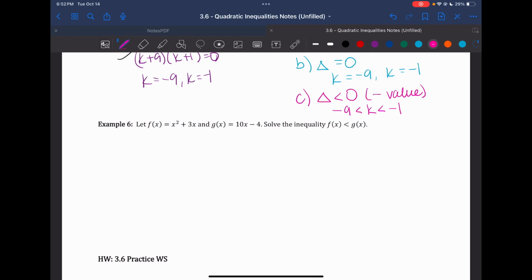One last example. It says let f of x be equal to x squared plus 3x and g of x be equal to 10x minus 4. Solve the inequality for when f of x is less than g of x. Anytime you have two equations and you want to see when one is less than the other, you're just looking at where it is underneath. To know when it's underneath, you do need your GDC, but you don't need polysmelt or anything like that. You actually need to graph it.